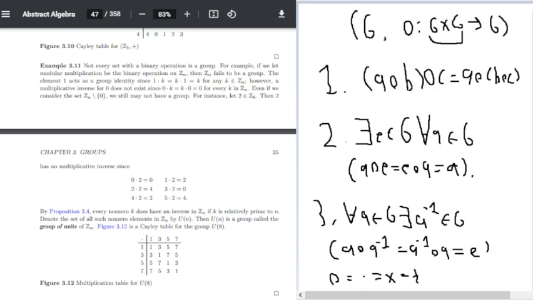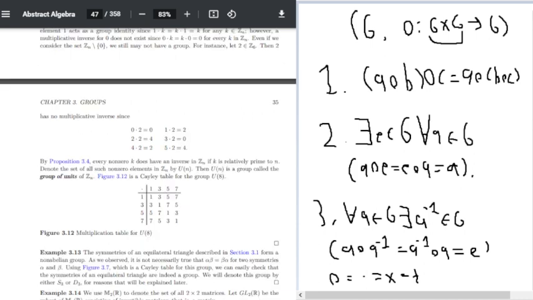Even if we consider the set Z sub n minus 0, we may still not have a group. For instance, let 2 be in Z sub 6, then 2 has no multiplicative inverse, since 0 times 2 is equal to 0, 2 times 2 is equal to 4, 4 times 2 is equal to 2, 1 times 2 is equal to 2, 3 times 2 is equal to 0, and 5 times 2 is equal to 4. None of these equal 1, which is what we're looking for. By proposition 3.4, every non-zero k does actually have an inverse in Z sub n if k is relatively prime to n. Denote the set of all such non-zero elements in Zn by U of n. Then U of n is a group called the group of units of Z sub n.